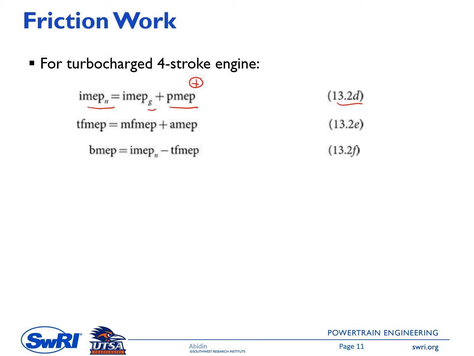And then the FMEP is just the sum of the mechanical friction MEP and accessories MEP. And then BMEP equals IMEP net minus TFMEP. And TFMEP once again is the sum of these two.